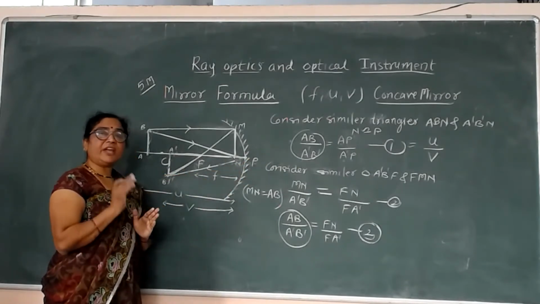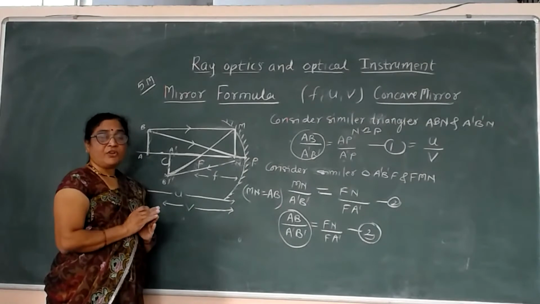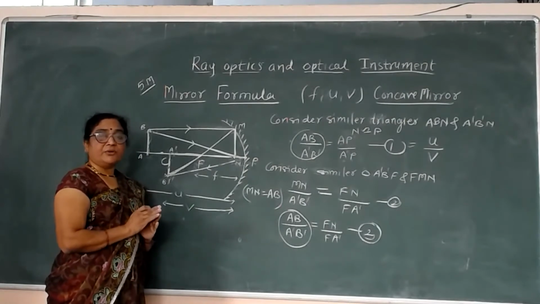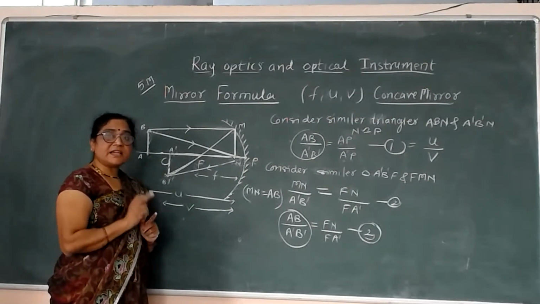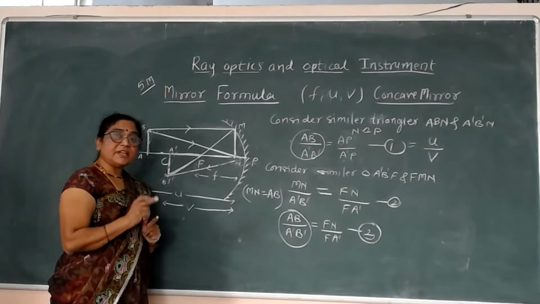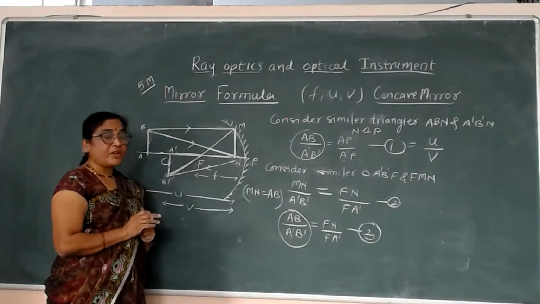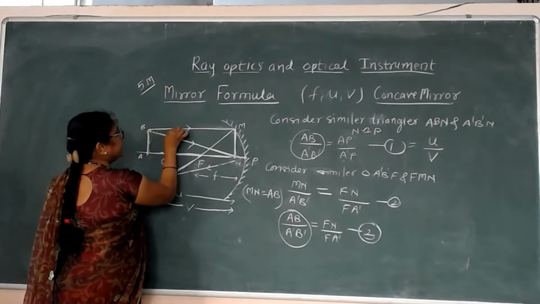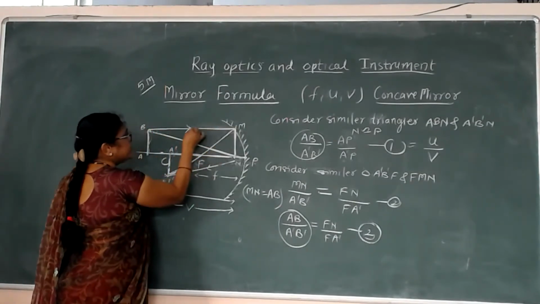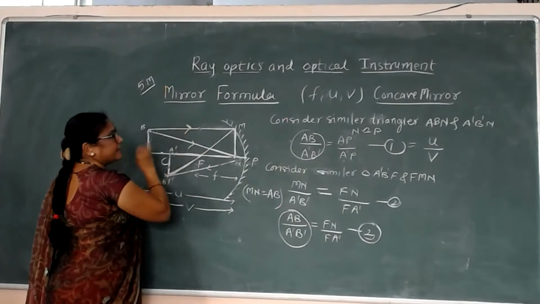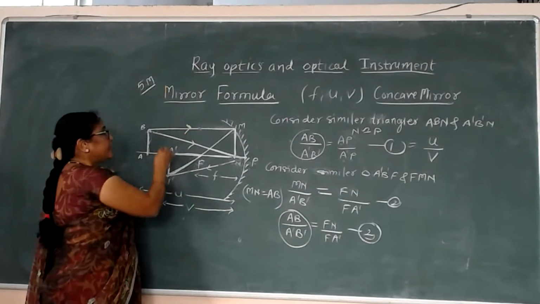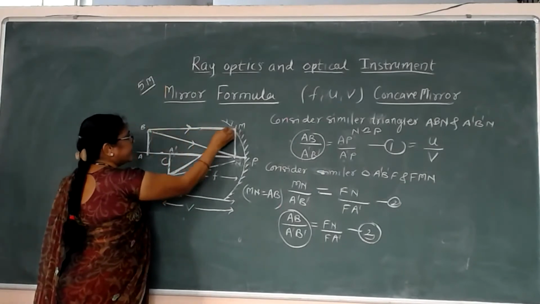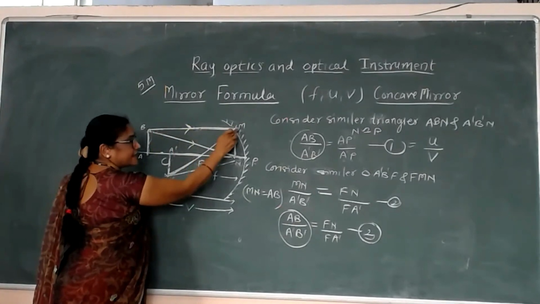But when we apply the Cartesian sign, all the distances are measured from the pole, and the distances are taken to be positive in the same direction as the incident ray. So here, see the figure. This is an incident ray, and the direction of the incident ray is in this direction.